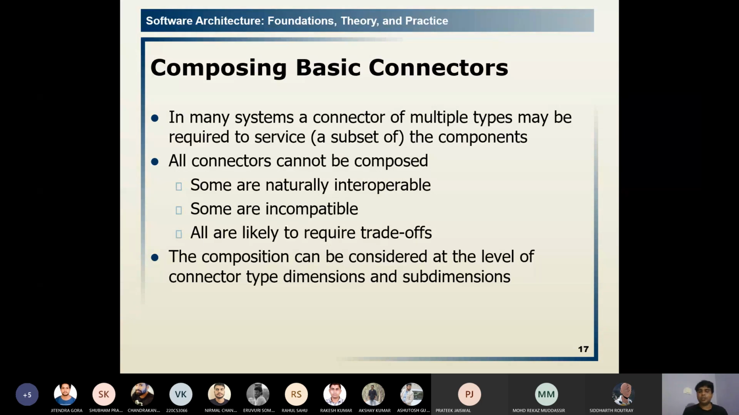The composition can be considered at the level of the connector. While considering the composition, before that we have to check which level the connector is at. If the connectors are helpful for the composition in the later stage, their dimensions, type, you have to check everything. Then only you will allow the connectors for the composition.